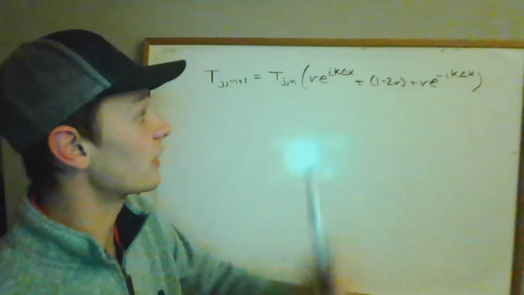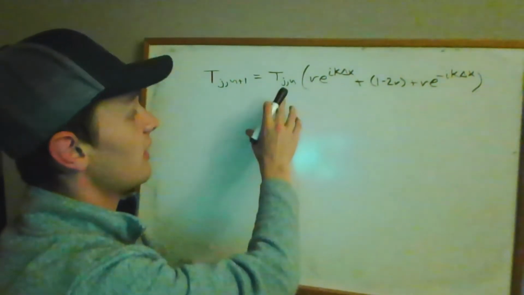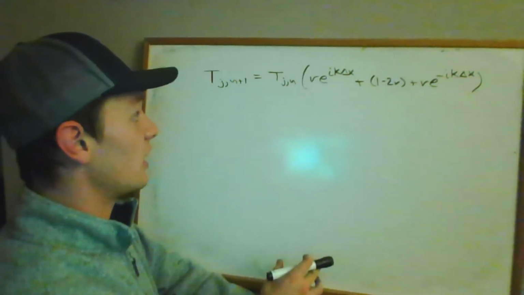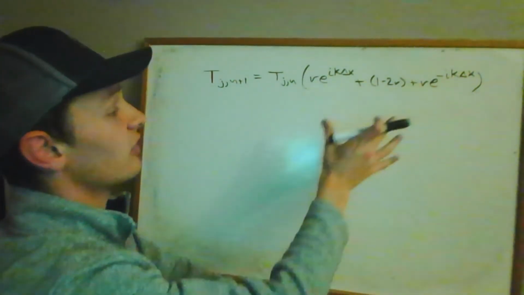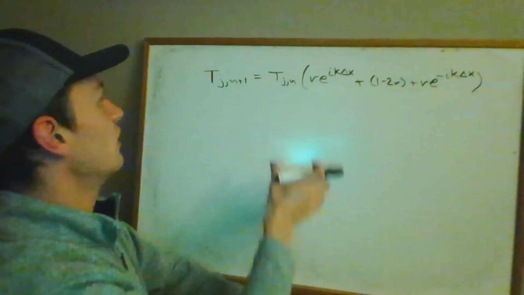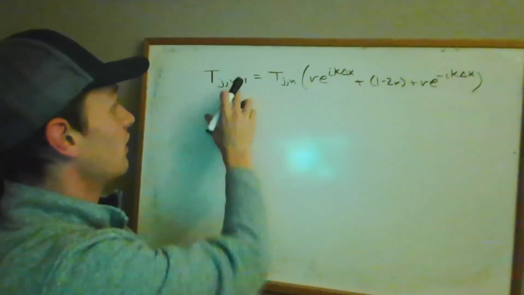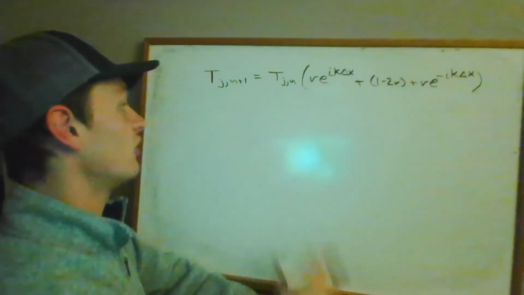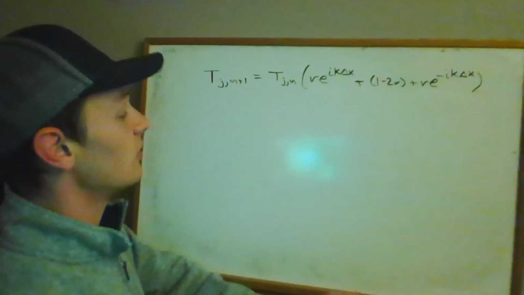Notice that I factored out the common term, T sub j comma n, okay? And again, that's the temperature at some position increment at the current time. And then this equation is awesome because it relates that to the temperature at the same position at the later time, okay? So that's why we were after this T sub j comma n to begin with.